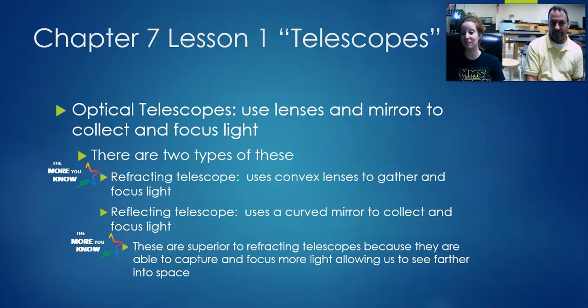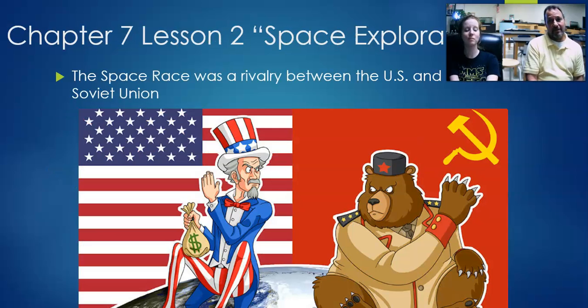So whether it was 10 feet high or 10 stories, you might get the same resolution of image. So that's why mirrors and reflecting telescopes are superior. Those are the best.